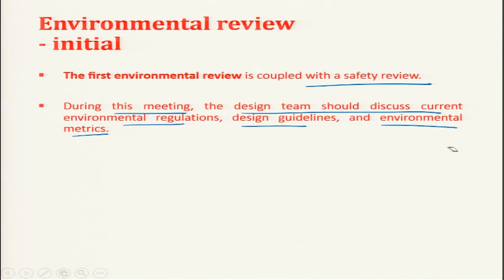In the first environmental review, the list of regulations and design guidelines can be found in the guidelines and checklist document. So, the guidelines and checklist document is prepared here in the first environmental review. Also, the environmental metrics are located in the environmental scorecard.